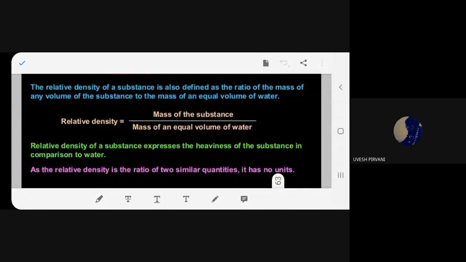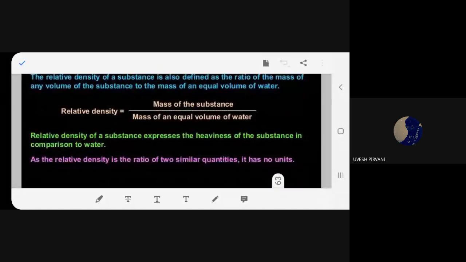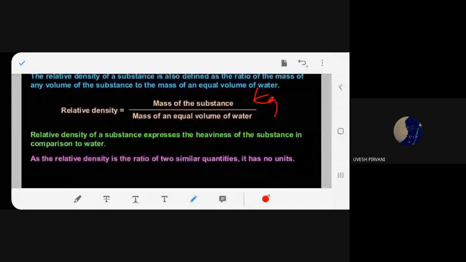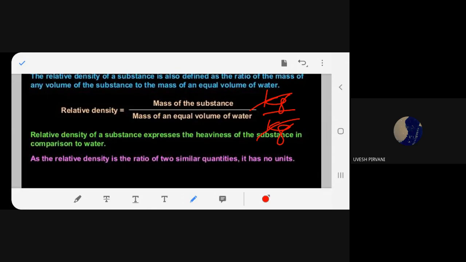For example, if I take the mass of the substance in kilograms, we'll take kilogram only for mass. The mass of water will also be in kilograms. So it gets cancelled, and it has no units. You understood now? Yes, ma'am. Okay.